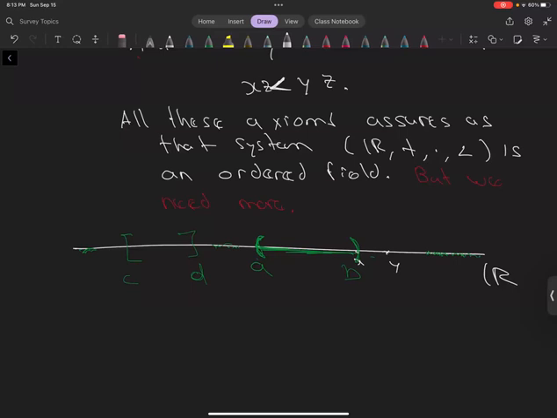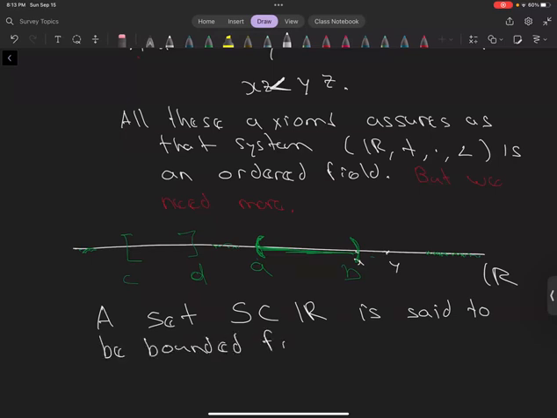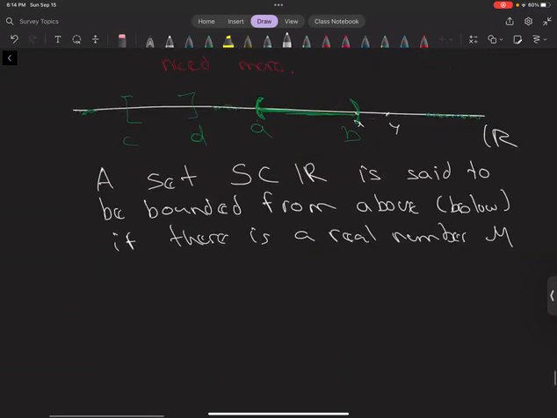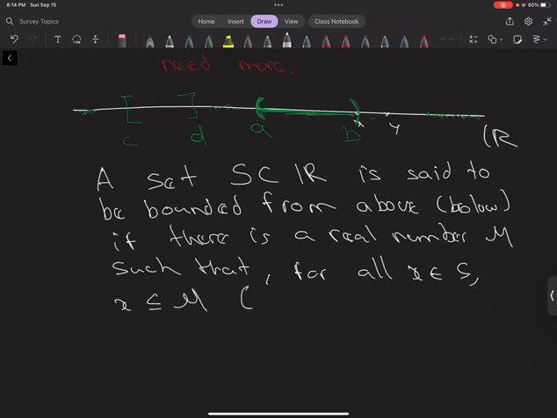Something important here: a set S, a subset of the real numbers, is said to be bounded from above or from below if there is a real number M such that for all x in that set, x is less or equal than M, so it's bounded above, or any x is greater or equal than M.